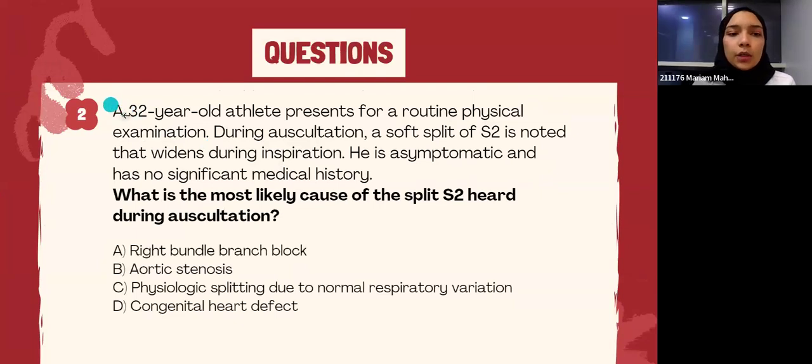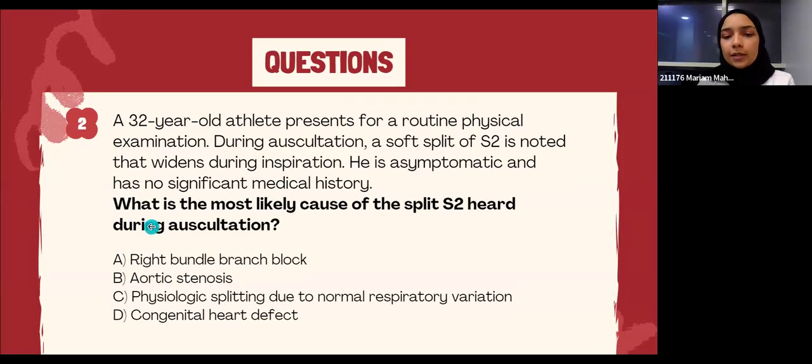Okay. So a 32-year-old athlete presents with a routine physical exam. During auscultation, a soft split of S2 is noted that widens during inspiration. He is asymptomatic and has no significant medical history. What is the most likely cause of the split S2 heard during auscultation? Okay, yes. So I see a C.